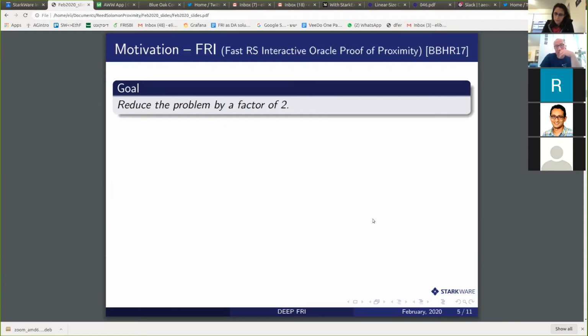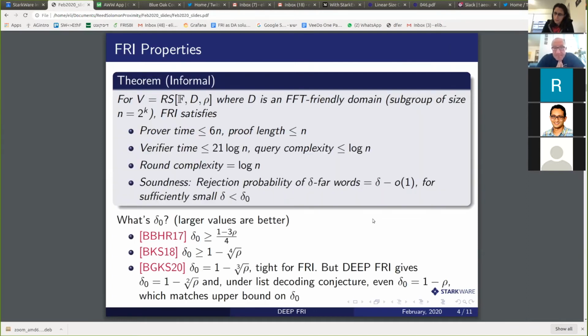Okay. I have another question, sorry. These improvements in the bound on delta zero, have they got anything to do with the decoding capability or different decoding algorithms you use? Or what's the intuition from going from, let's say, 2017 to 2018 to 2020?